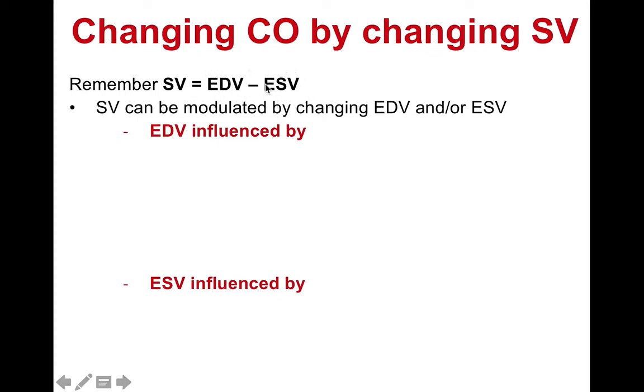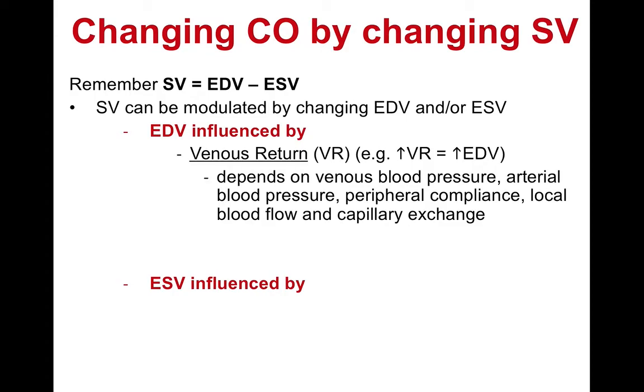And end systolic volume is the amount of blood left in the ventricle at the end of the heartbeat. So stroke volume can be modulated by changing end diastolic volume and/or end systolic volume. End diastolic volume can be influenced by venous return. Remember the Frank-Starling law of the heart. If we increase the amount of venous return, we increase end diastolic volume. This will increase force of contraction of the heart, which will increase stroke volume.